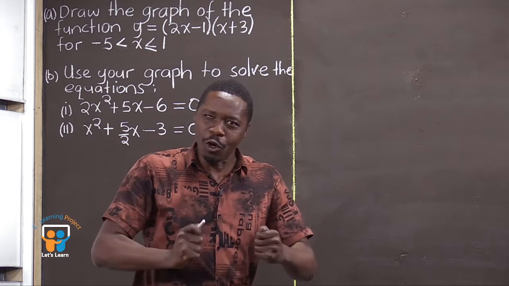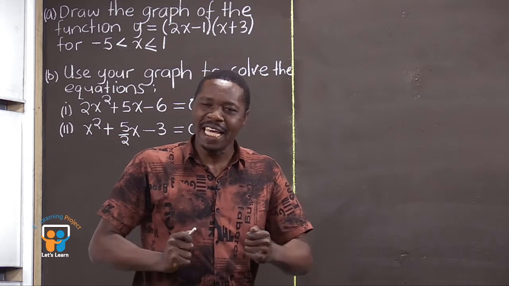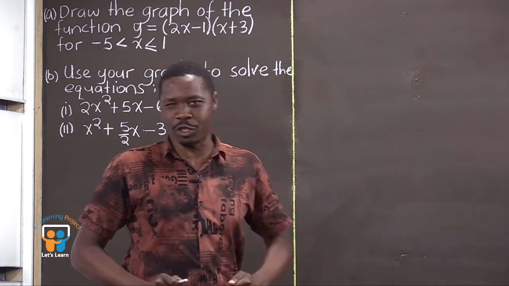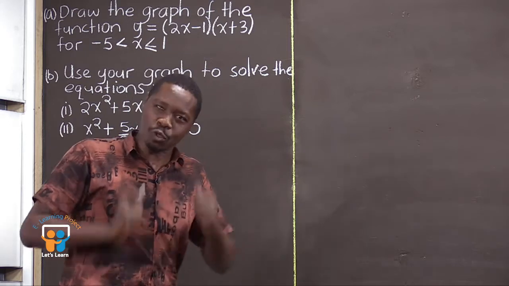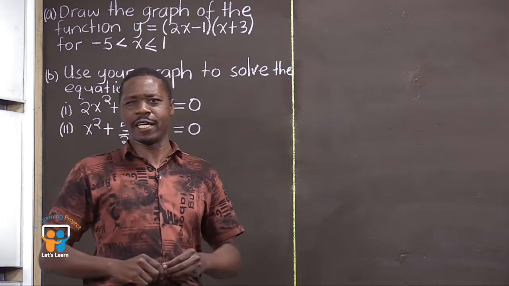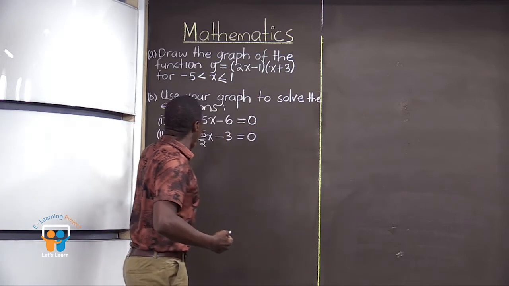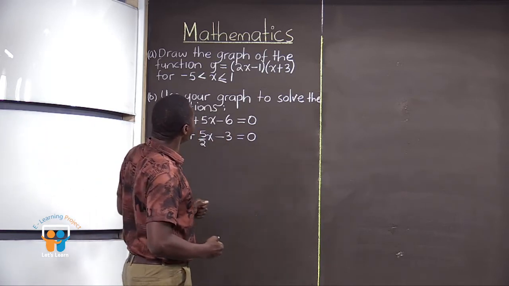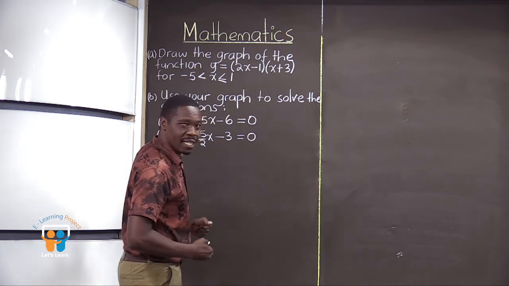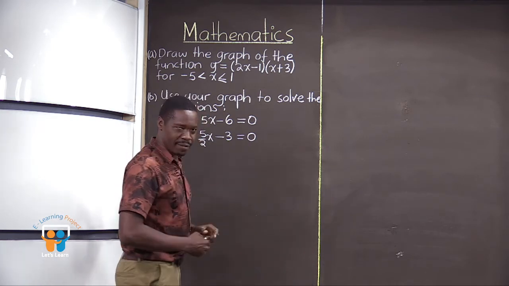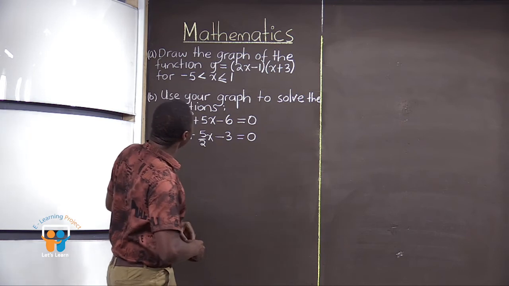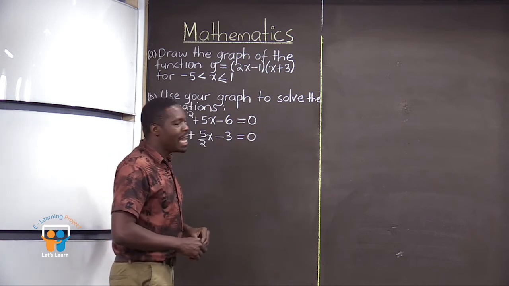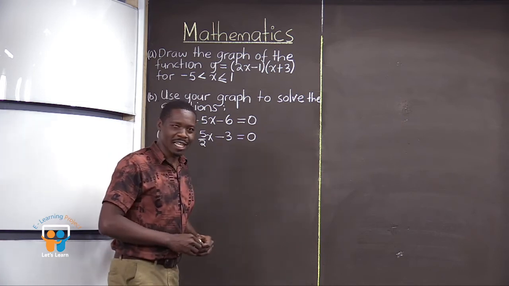We have gotten to know what a graph is supposed to look like. Now we have a typical UNEB question here that the examiner wants us to solve. What is the question saying? It says, draw the graph of the function y = (2x − 1)(x + 3) for −5 < x ≤ 1.